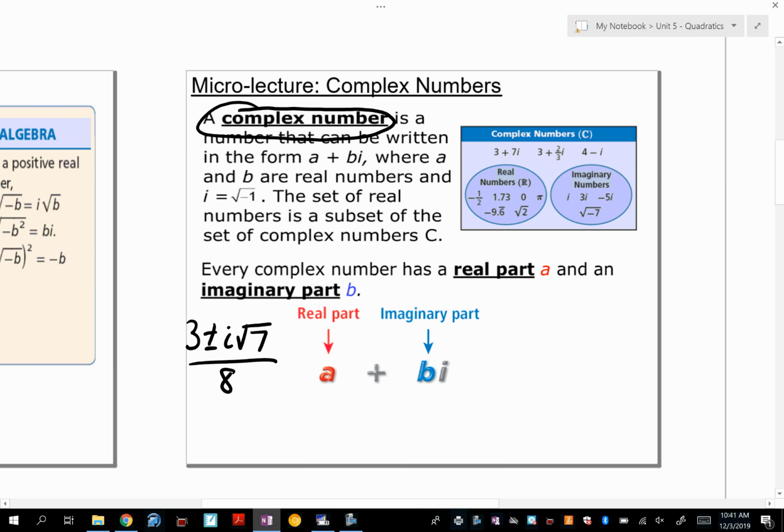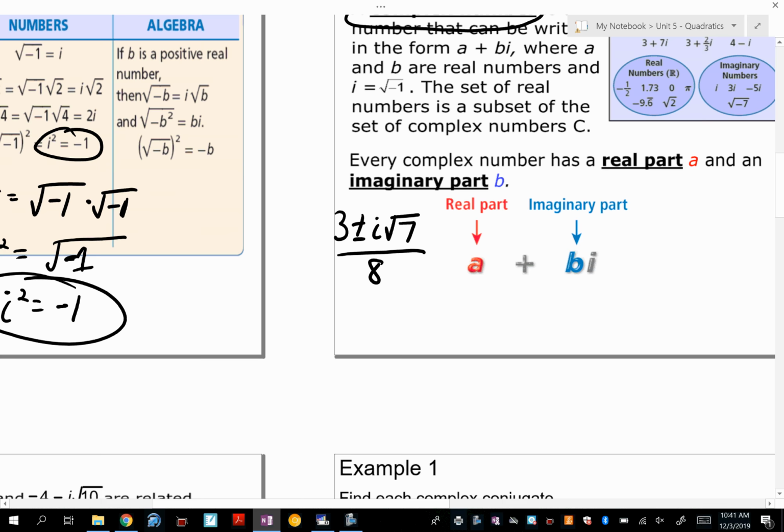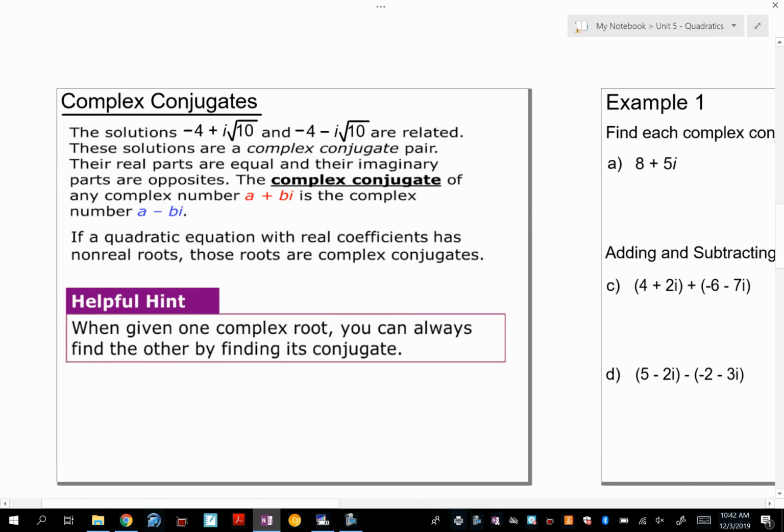Now, there's one more thing I wanted to talk about before we get to doing an example, called complex conjugates. A complex number is always in the form a plus bi. This a is going to be any real number, like negative 2, positive 6, and it can be a decimal too. And this letter I means there's going to be an imaginary number.